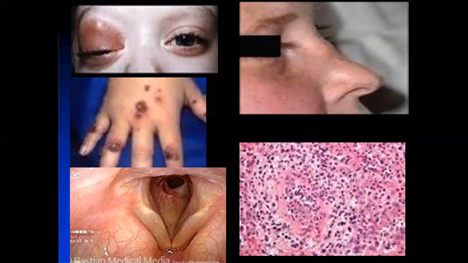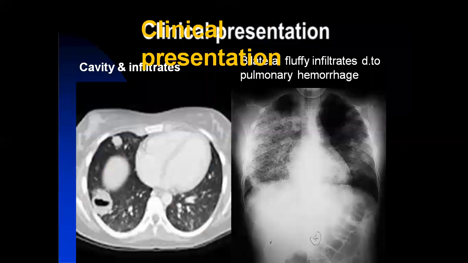This is the picture of how it looks like, with various organs getting involved. You can have a closer look at how it looks like. Another clinical presentation of bilateral fluffy infiltration into the pulmonary cavity gives you an idea of how this disease develops.